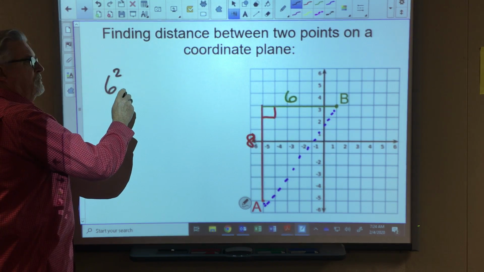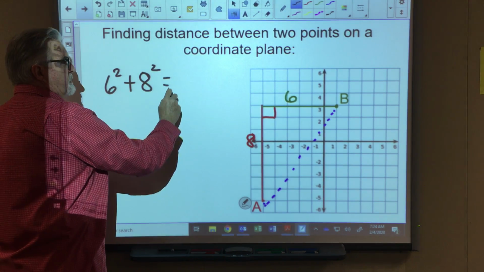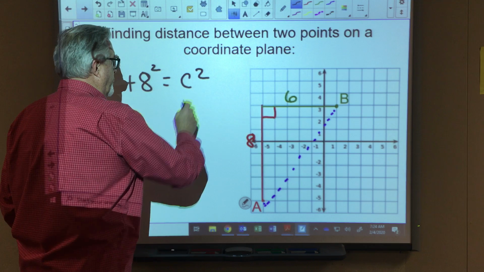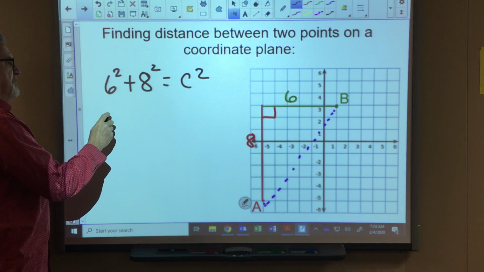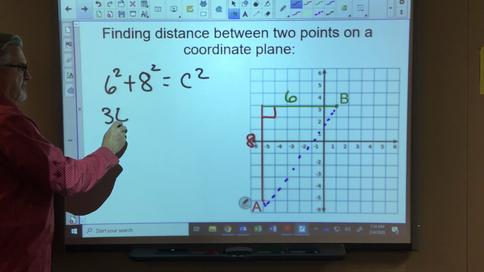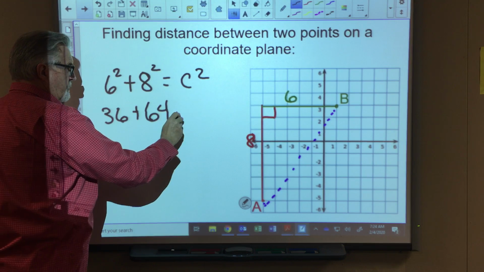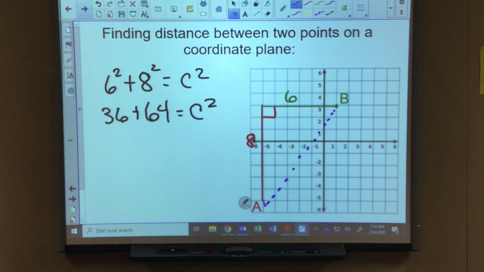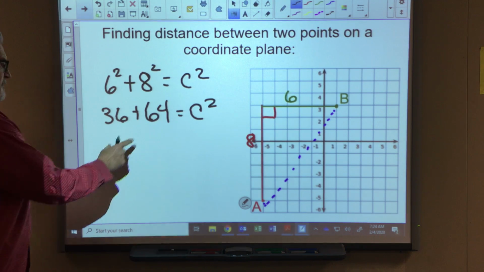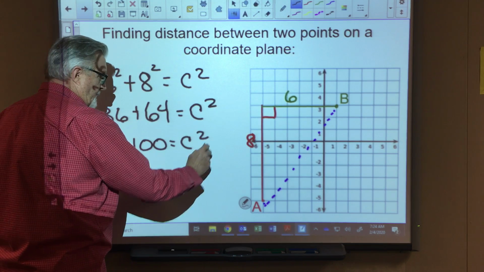So as we set it up, these are legs, so 6 squared plus 8 squared is equal to c squared. We need to go ahead and simplify these by squaring. So 6 squared is 36, plus 8 squared is 64, is equal to c squared. We need to go ahead and combine these two. So if we combine these, we get 100 is equal to c squared.